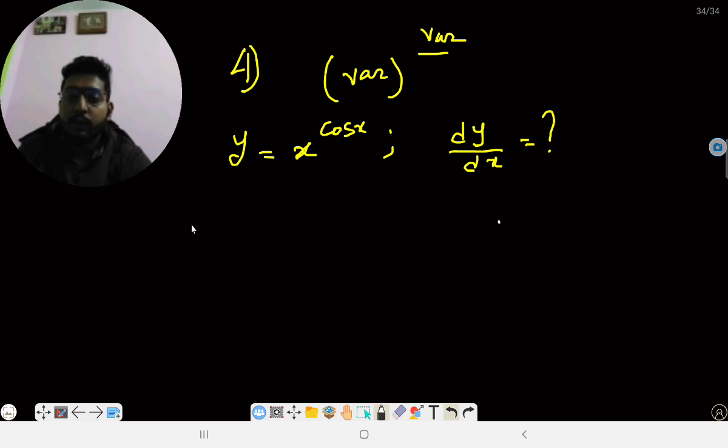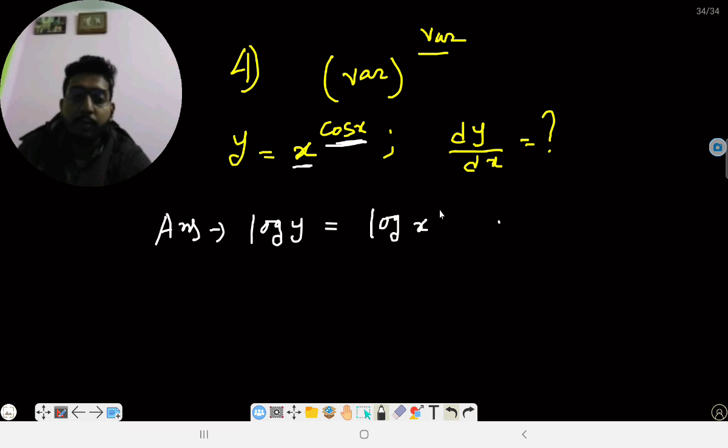Number one, look, this is a variable and the power is also a variable. Whenever there is a variable to the power variable, first we need to take logarithm on both sides. That means it will become log y equals log x to the power cos x. So if I take logarithm on both sides, it will be log x to the power cos x. Now this is the power, x to the power cos x.